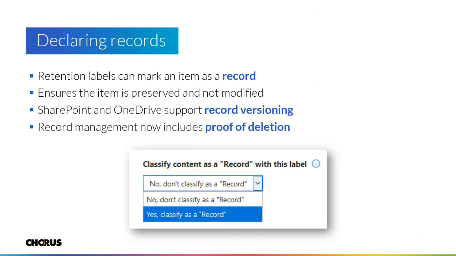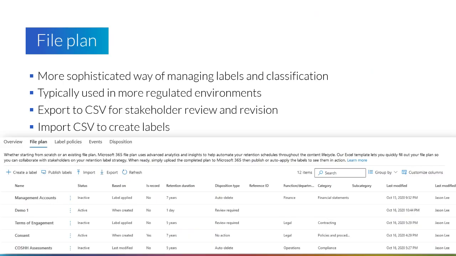Very briefly, you can use retention labels to mark items as records. This is something you typically do when you need to ensure that an item is preserved and not modified. SharePoint and OneDrive do allow record versioning as well. So if it's a specific version of a file that you need to preserve for records keeping purposes, you can do that. At the end of that records management period, you've got proof of deletion as well.